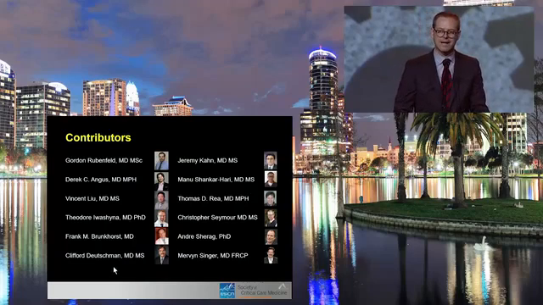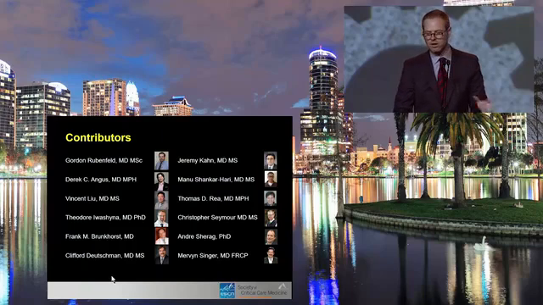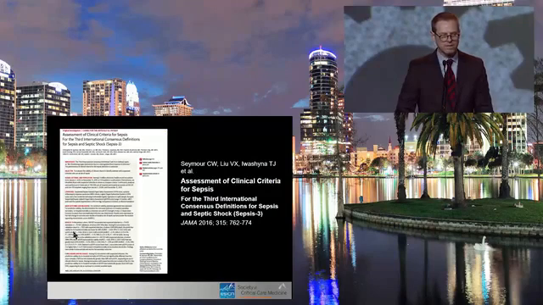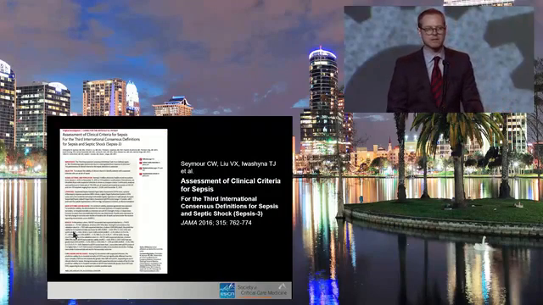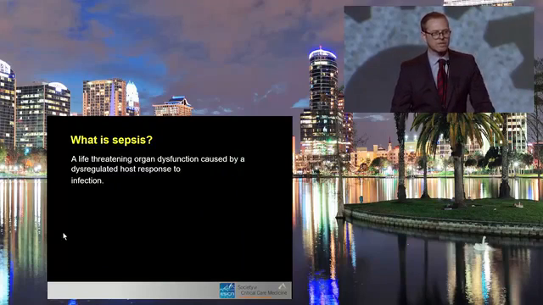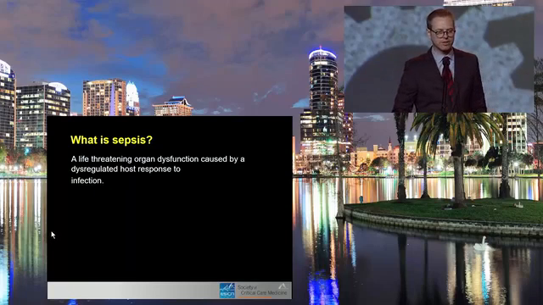They're listed on this slide. They include epidemiologists, biostatisticians, clinical and basic researchers, as well as clinicians, all of whom really helped us along the way. So this is an accompanying document to the paper previously discussed by Dr. Deutschman that was released in JAMA this afternoon. So we started with what is sepsis and the new definition that was provided by Dr. Deutschman: a life-threatening organ dysfunction caused by a dysregulated host response to infection.